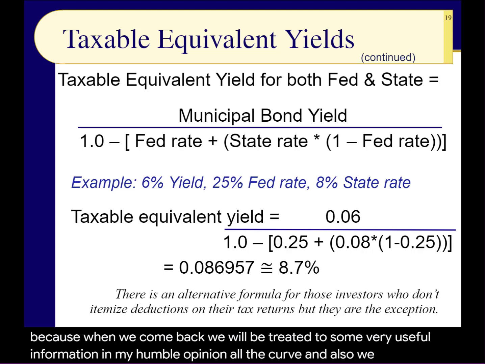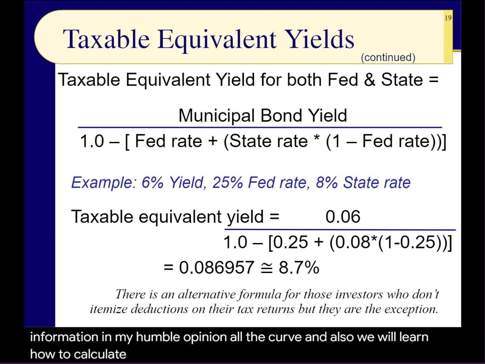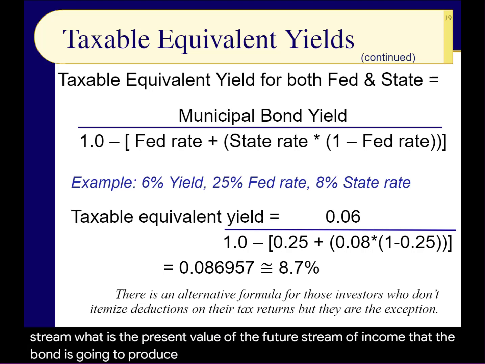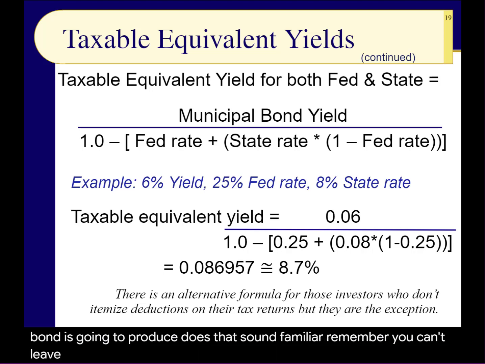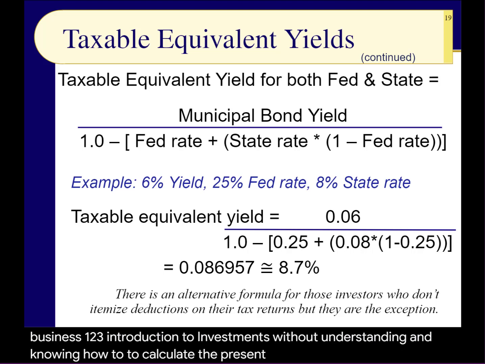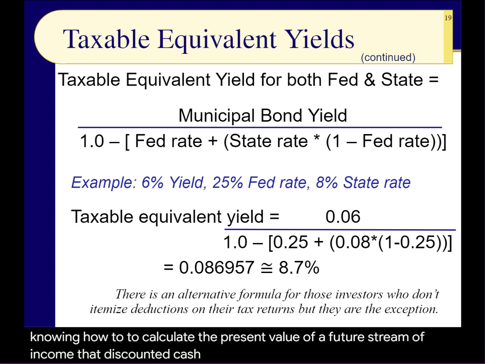And also we will learn how to calculate, how to value bonds based on their future income stream. What is the present value of the future stream of income that the bond is going to produce? Does that sound familiar? Remember, you can't leave Business 123, Introduction to Investments, without understanding and knowing how to calculate the present value of a future stream of income, the discounted cash flow model.